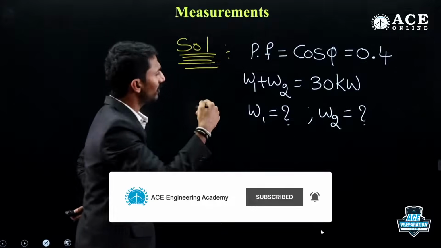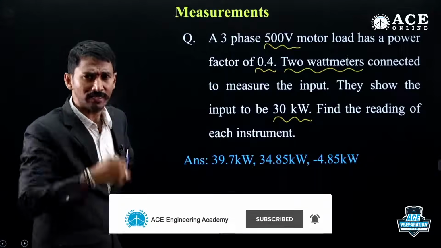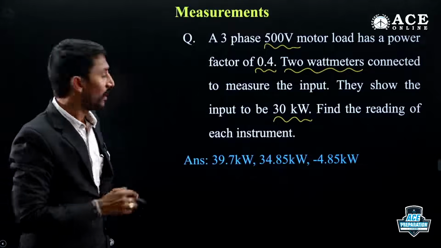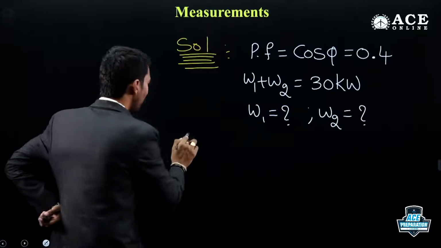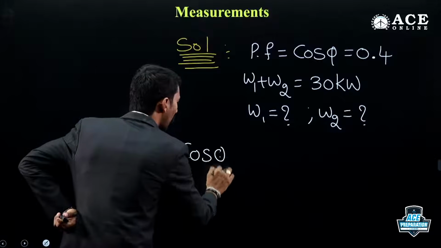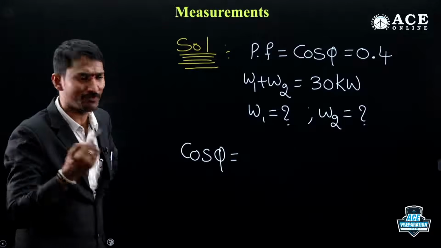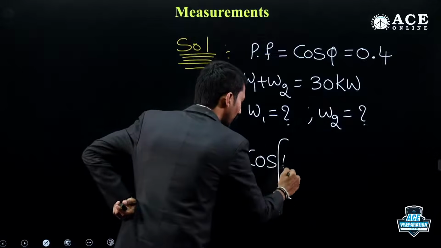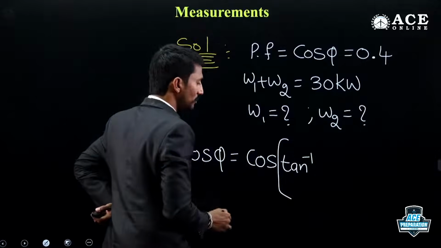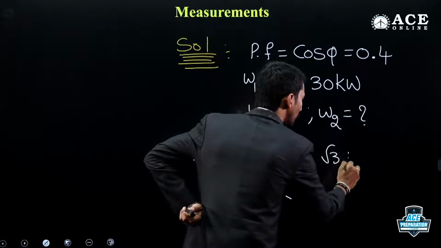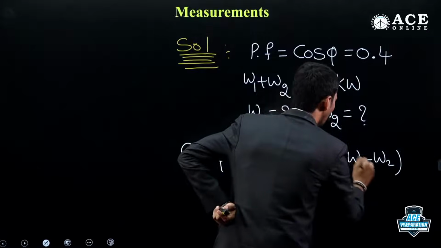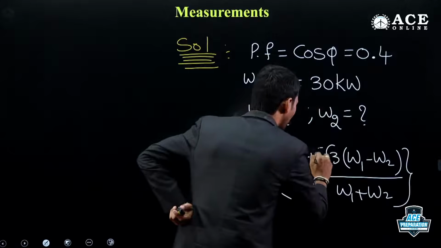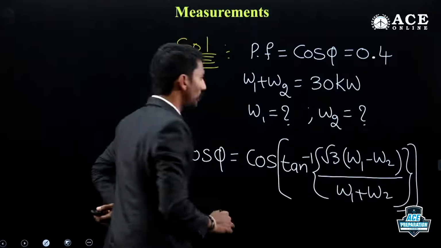Sir, only power factor is there. Of course, voltage is given. Right now, total power is there, power factor value is there. But sir, how to proceed? Very, very simple. What is the power factor formula? Everyone knows the universal formula: cos phi is equal to cos of tan inverse of root 3 times (W1 minus W2) by (W1 plus W2).